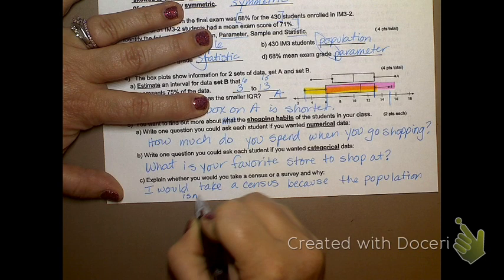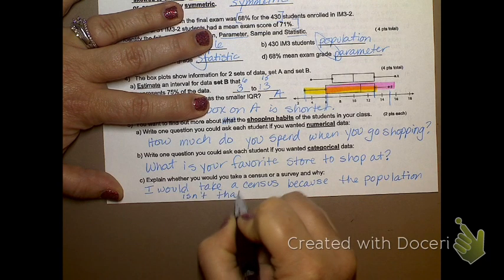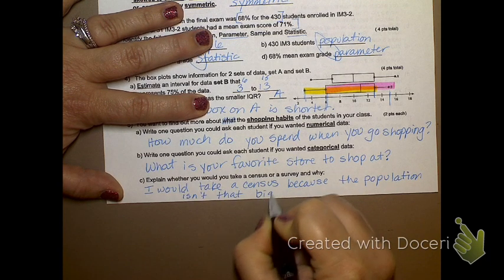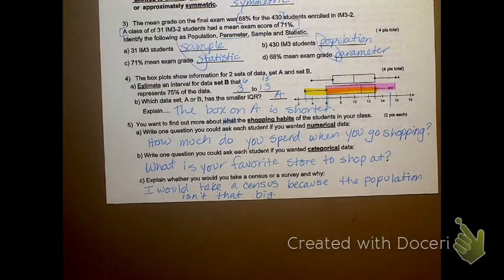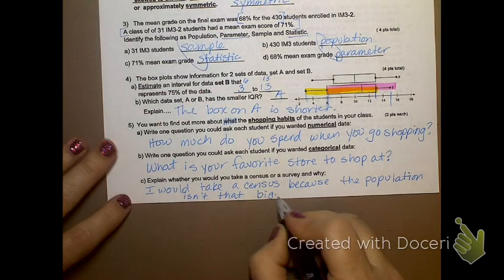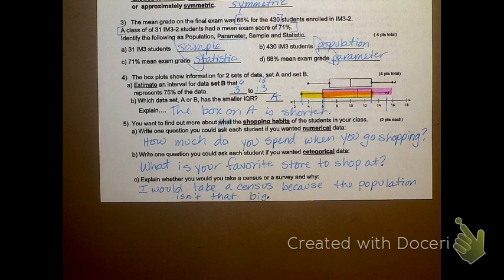Isn't that big? I would say something like that. The population isn't that big, that's why I'd take a census. Remember your rule in general: if you can take a census, great. When would you not take a census? When the population was too big, or it was too expensive to get a hold of all of them, or taking a census would destroy the population.